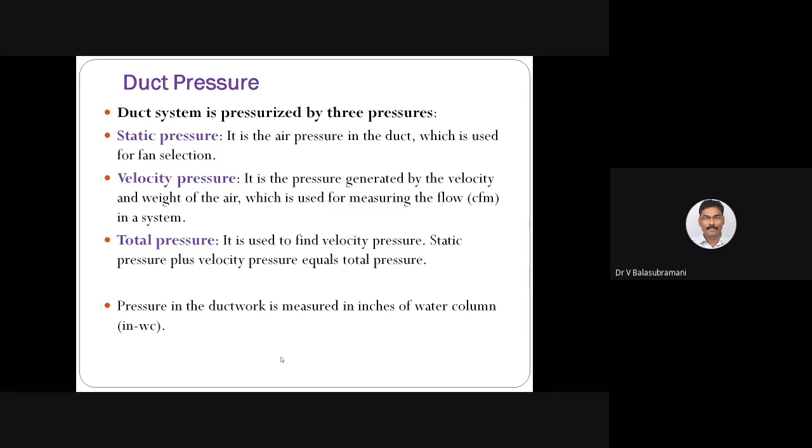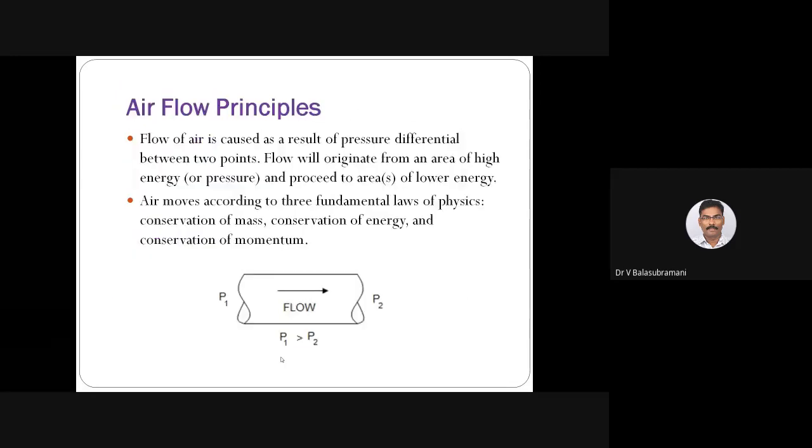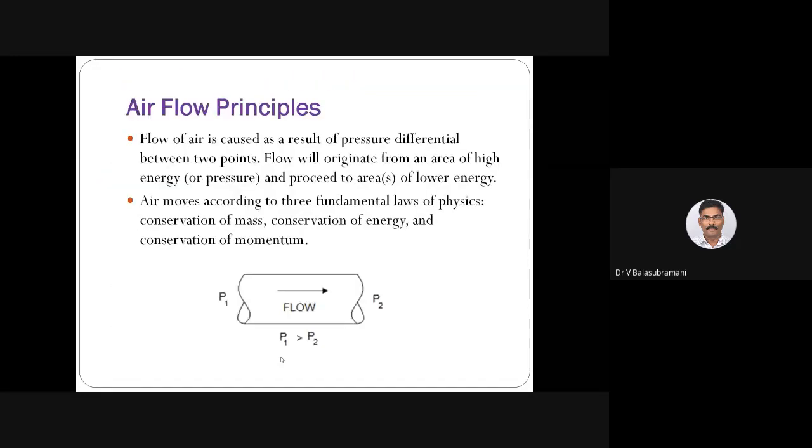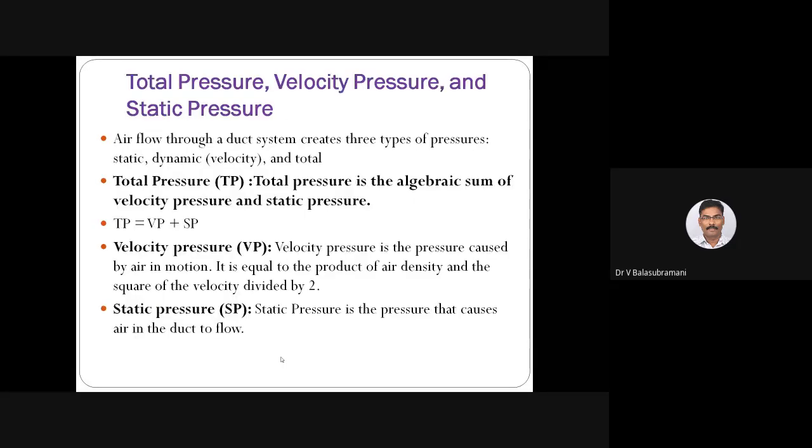Velocity pressure is nothing but the pressure generated by the velocity. Total pressure is used to find out the velocity pressure. So static pressure, velocity pressure, total pressure. Total pressure is equal to static pressure plus velocity pressure. Then airflow. Because you know the second law of thermodynamics, as well as the conservation of mass and conservation of energy, the air moves from a point of high pressure to lower pressure. And total pressure is the algebraic sum of velocity pressure and static pressure.